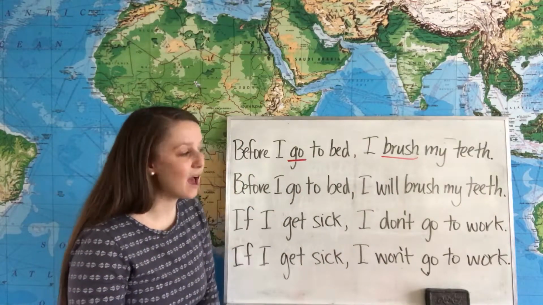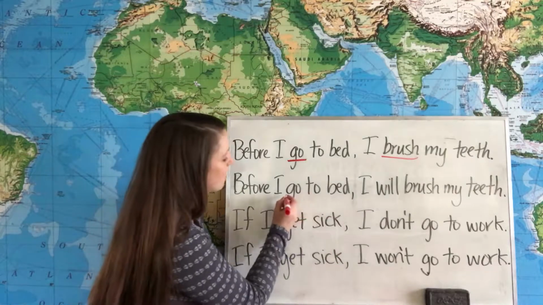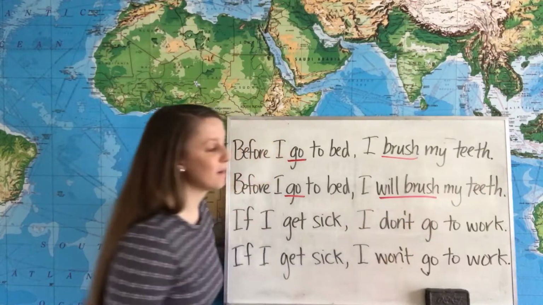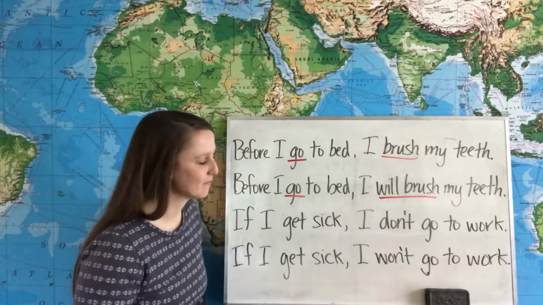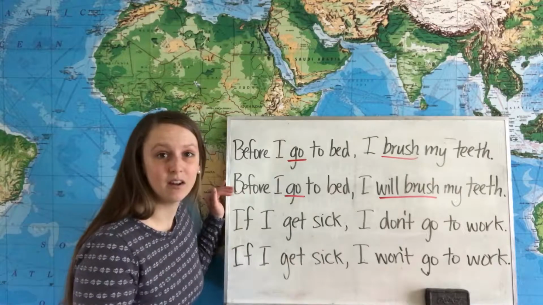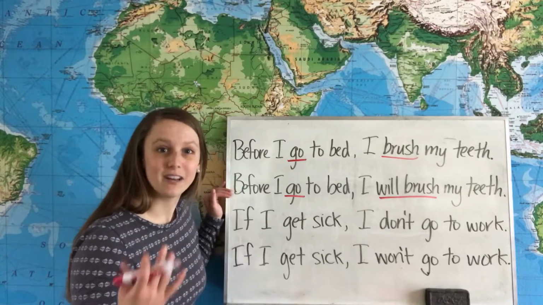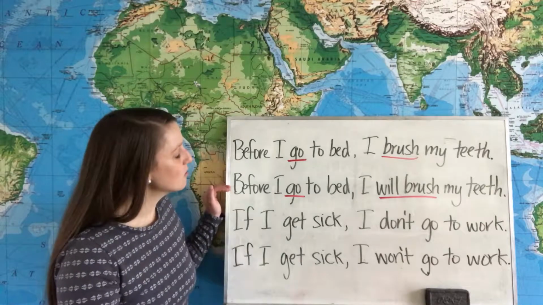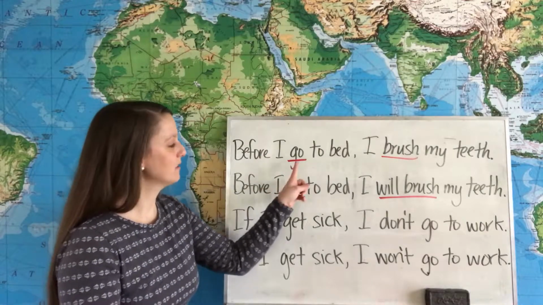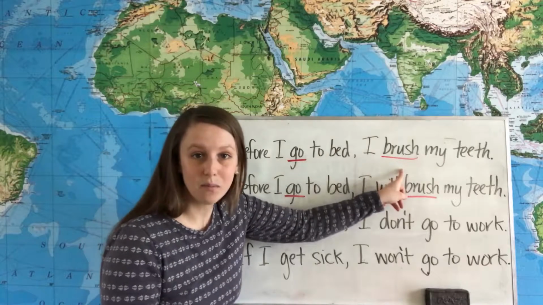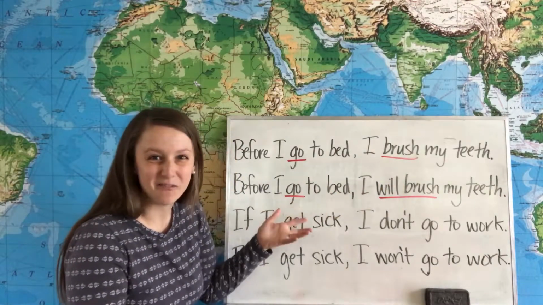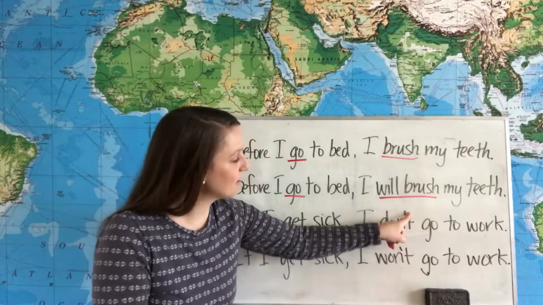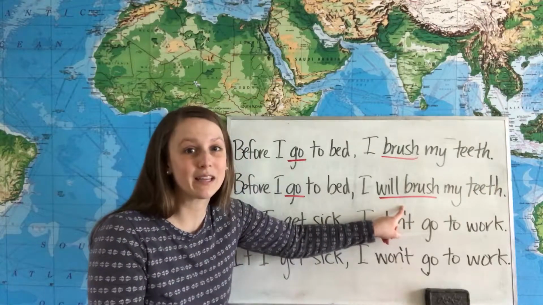Before I go to bed, I will brush my teeth. Before I go, simple present. Before I go to bed, I will brush my teeth. The future with will. This sentence is talking about a future plan. For example, tonight, before I go to bed, I will brush my teeth. So you can see the difference is, for a habit, we use simple present and simple present, but for a plan for the future, we use simple present and the future. And you can do this with will or with be going to.